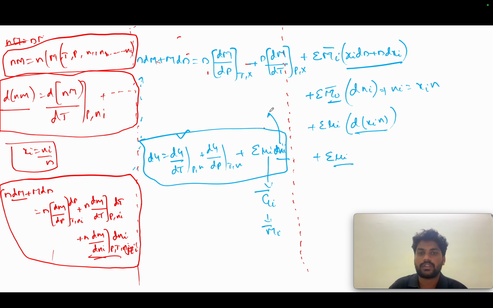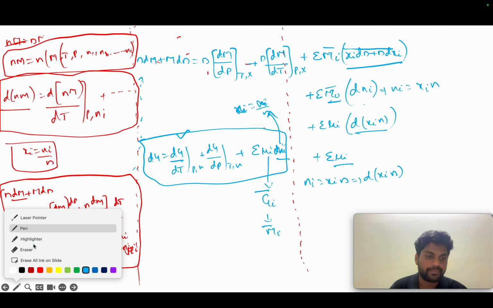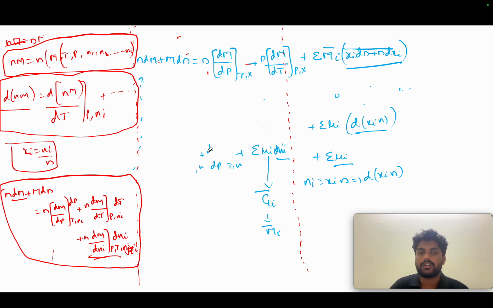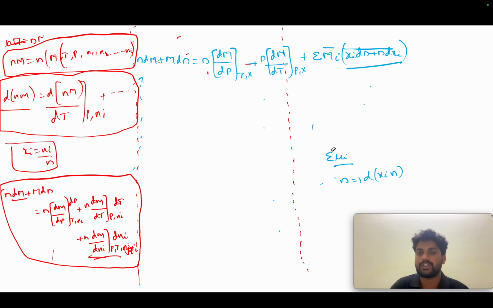So you know that x_i equals n_i by n, so n_i equals x_i into n, and d of x_i n is nothing but the chain rule. Still any doubts? Do you understand this equation, right? What I did was I expanded the equation. After the class, if you try it on your own also, I think it will be better, because in thermodynamics, if you try the equations three or four times only, you can understand.